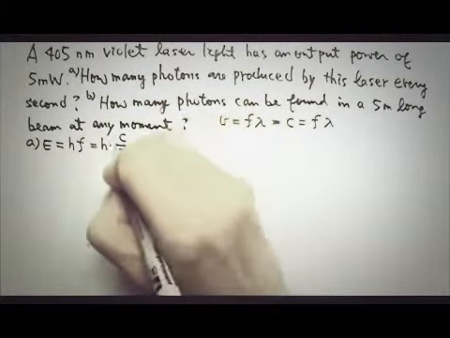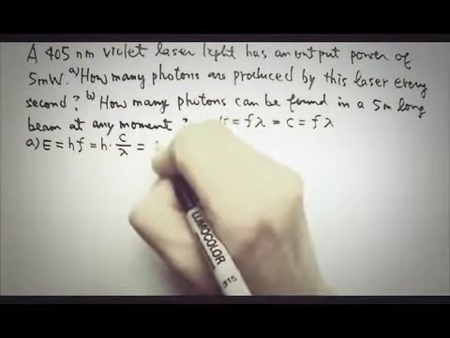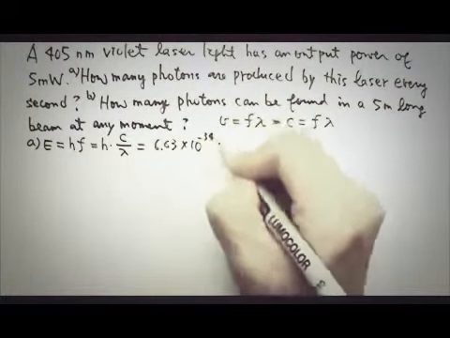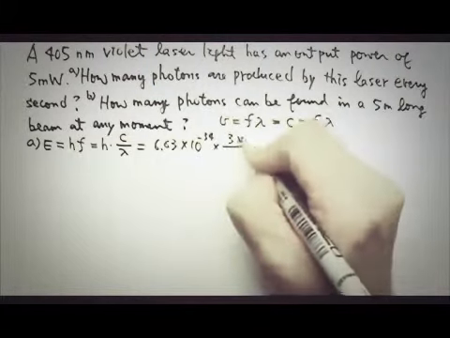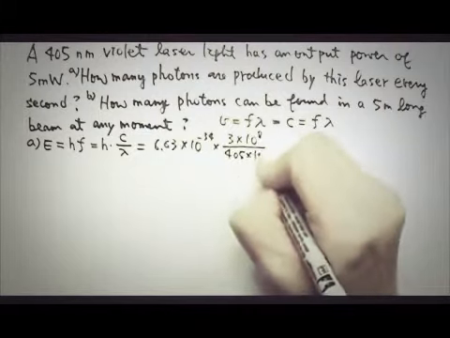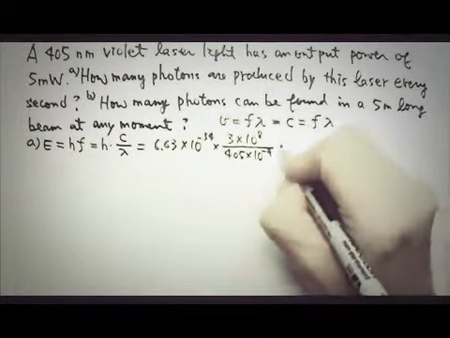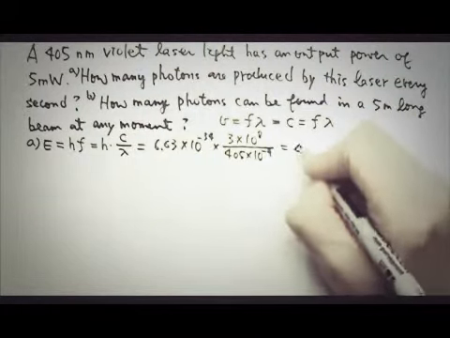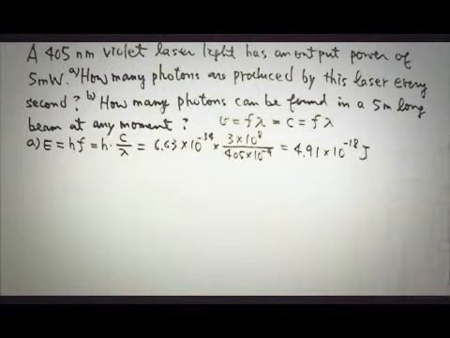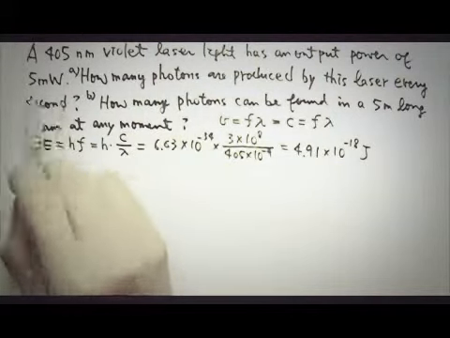We're going to use the standard unit for h, because watts is the standard unit. So h is 6.63 times 10 to the negative 34th, times c, which is 3 times 10 to the 8th, divided by the wavelength 405 nano, which is 10 to the negative 9th. If we do this calculation, we'll get the energy of one single photon is 4.91 times 10 to the negative 18th joule. Now we want the number of photons produced every second.